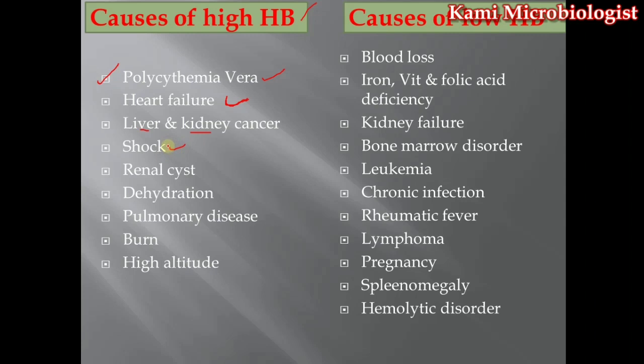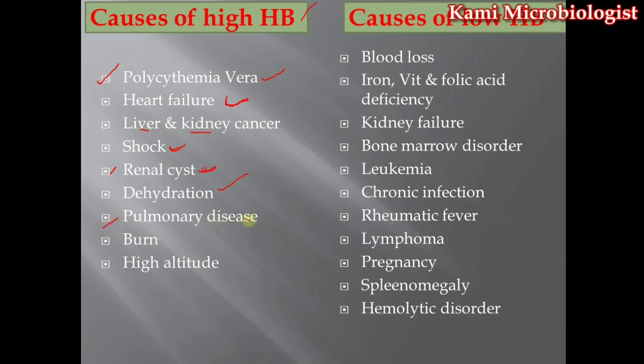Shock is another main disorder in which the hemoglobin concentration is also increasing. In renal cast, the hemoglobin concentration also increases. In the case of dehydration, the hemoglobin concentration is also increasing. It is due to the high number of RBC. They do not have plasma, or we can say liquid. Due to this, the RBC become concentrated. So due to this concentration, the hemoglobin level is increasing.